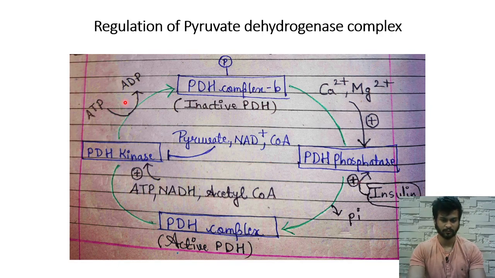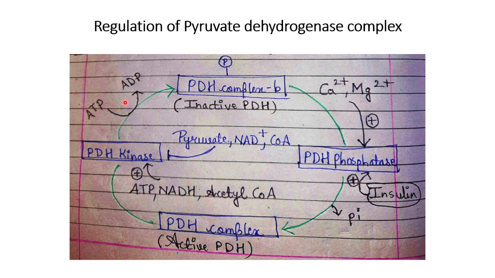Now we will understand regulation of pyruvate dehydrogenase complex. Let me hide the video. Okay, now you can see what is written on the slide. To understand this, you should remember 2 important points. The pyruvate dehydrogenase complex is active in unphosphorylated or dephosphorylated state, and it is inactive in phosphorylated state.